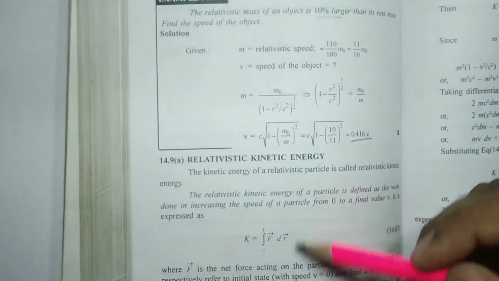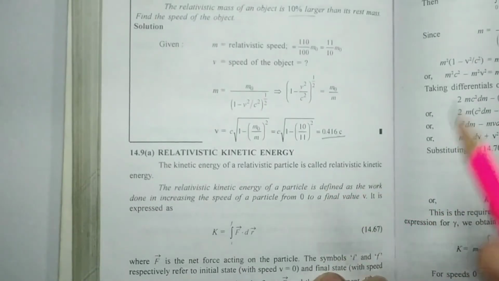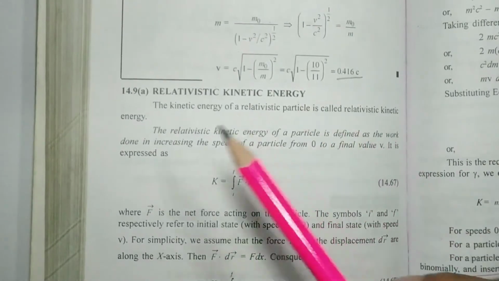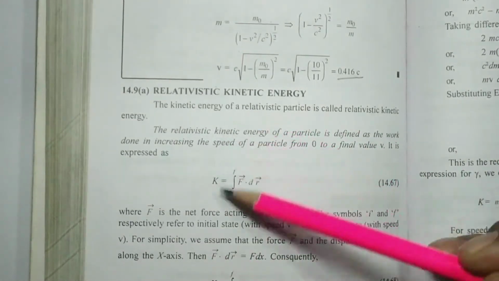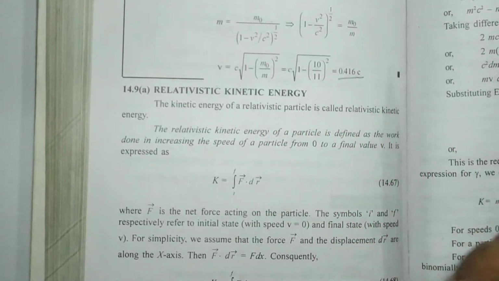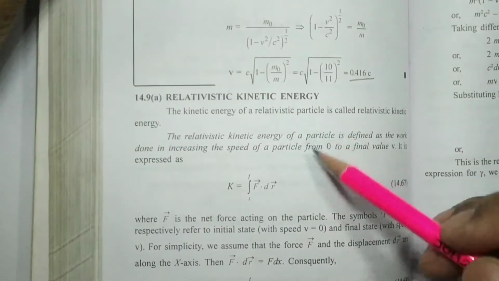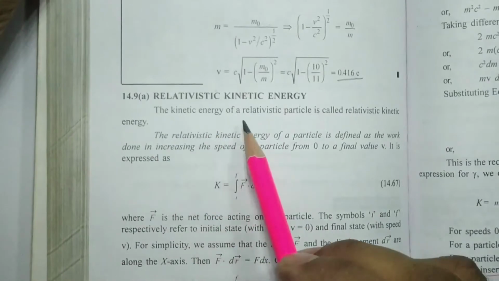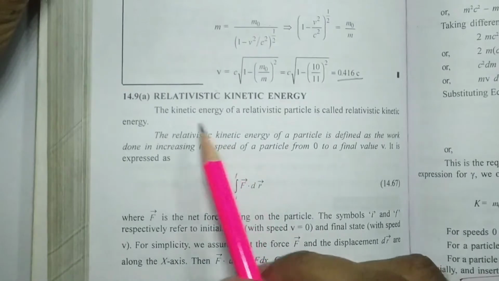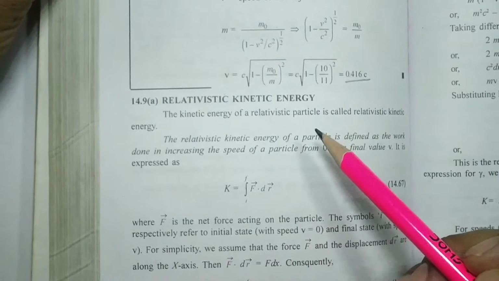Here I am explaining directly from the book. In the way I explain, in that way you have to write down your notes. So I suggest you write down these things as written in the book, and in your exam you can reduce your writing. Here, the kinetic energy of a relativistic particle is called relativistic kinetic energy. This you have to write in your note. This sentence is not required in the exam.